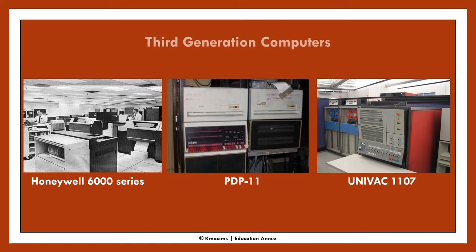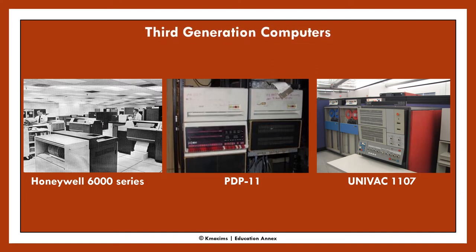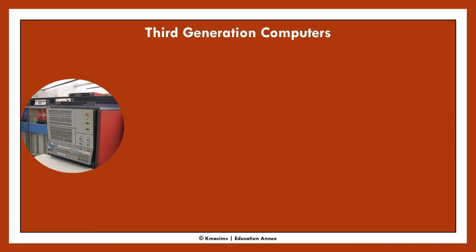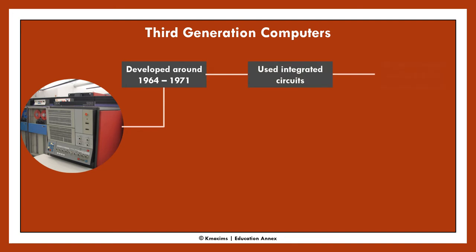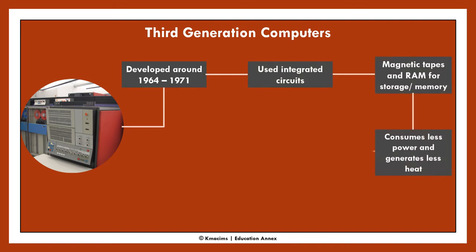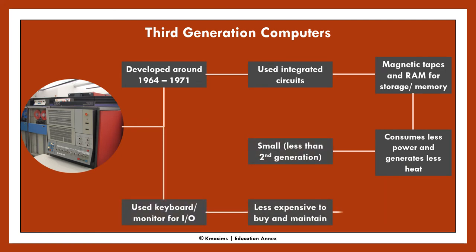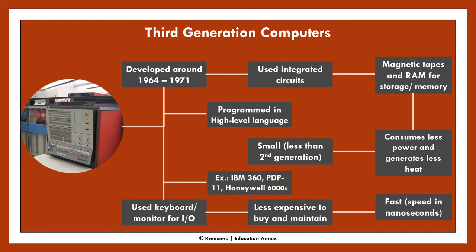The third generation marked the invention of integrated circuits, which were used to replace the transistors, and they were built between 1964 and 1971. This time, the size of the computer became a little bit smaller than the first and second generation computers and they could compute at higher speed, that is, in nanoseconds. At this time, keyboards and monitors were invented for input and output respectively, and a high-level language was used for programming. Examples include IBM 360 series, PDP 11, and Honeywell 6000 series.